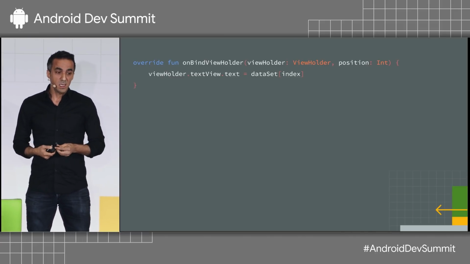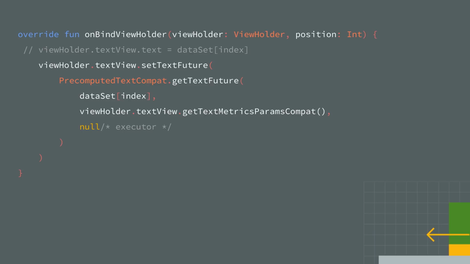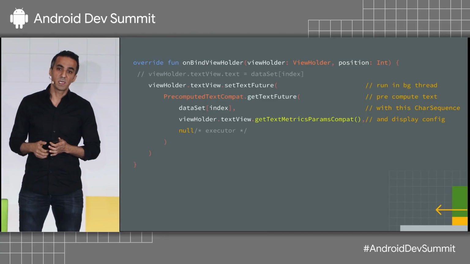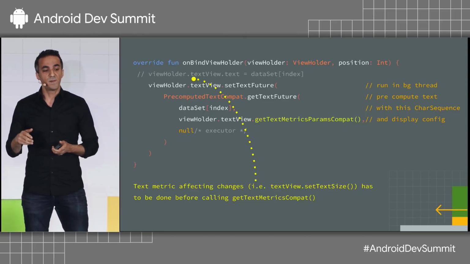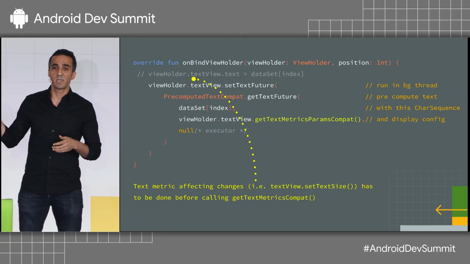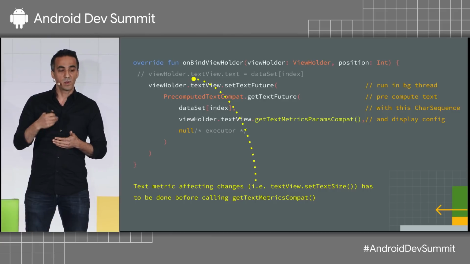Using it is pretty easy. Instead of calling setText in your onBindViewHolder, you just change it to setTextFuture and some configuration for pre-computed text. And here, what you tell the system is, please run this task on a background thread and pre-compute my text with this CharSequence, which is my data, and this display configuration. As you can see here, TextViewCompat's PrecomputedTextCompat params becomes very handy to be able to create the pre-computed text params. One point here is, though, if you are changing your text styling according to the data, you have to apply all the styling on your TextView or Spannables before calling this function.